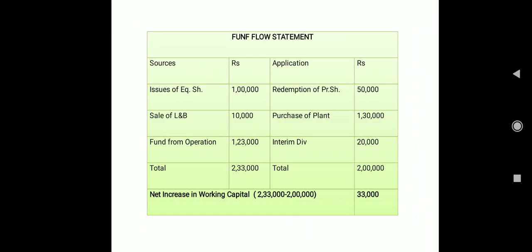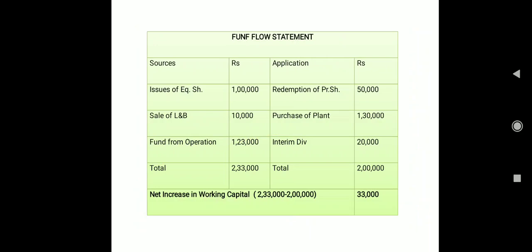Now the next final step, we have to prepare the fund flow statement. Vertical, horizontal, anything will work, no issues at all. We used to have 4 columns, very simple: sources, then amount, application, and then amount. And we have to make sure the difference between the total of sources and the total of application should be equal to your net increase or decrease in working capital. If it is that, then your solution is correct.